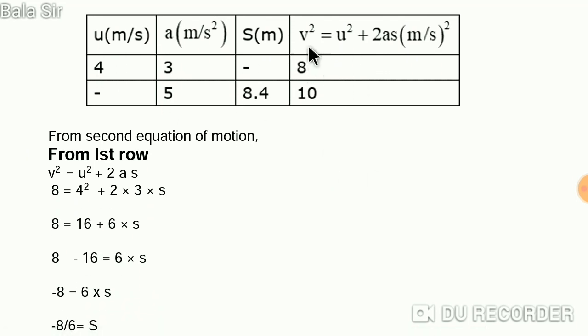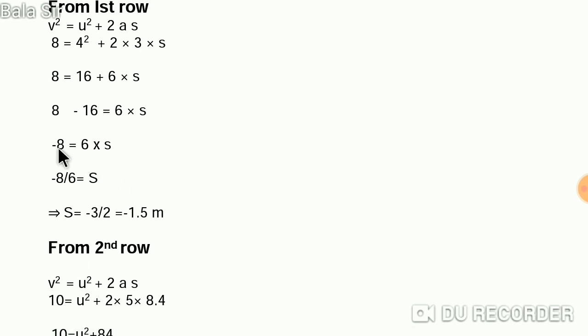Your V square is given as 8. U square, 4 square. 2, A is 3, S you want to find. So 8 is equal to 4 square is 16 plus 2 3s are 6, 6 into S. When 16 comes on the left side, it becomes 8 minus 16 is equal to 6 into S. 8 minus 16 is minus 8 is equal to 6 into S. So S is equal to minus 8 upon 6. So you get S is equal to minus 3 upon 2 after cancelling by 2. So 3 upon 2 is 1.5. So answer is minus 1.5 meter.